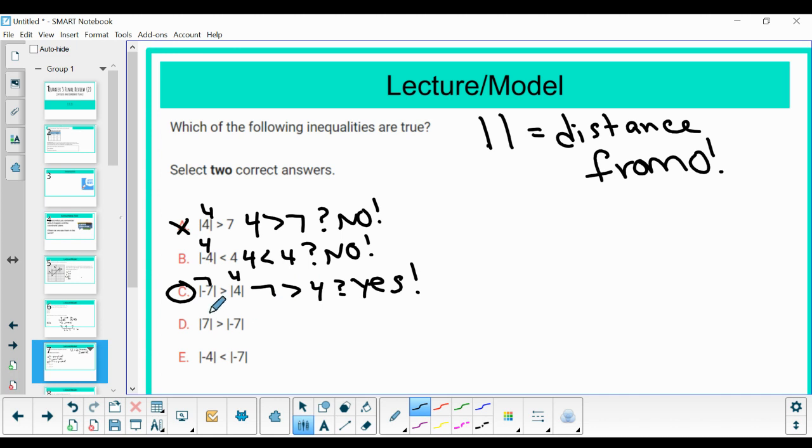All right, absolute value of 7 is 7. Absolute value of negative 7 is also 7. They are both 7 units from 0. Is 7 greater than 7? No.